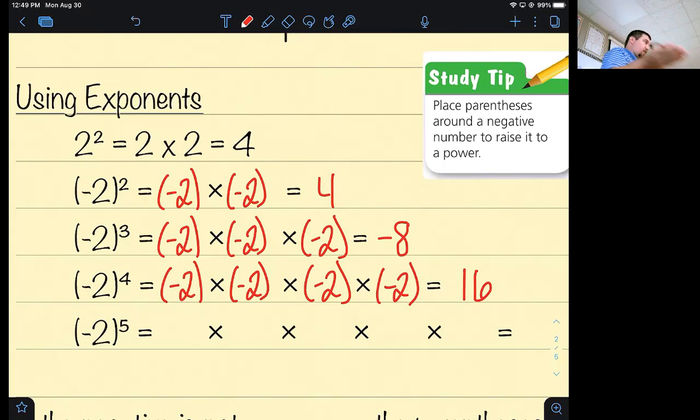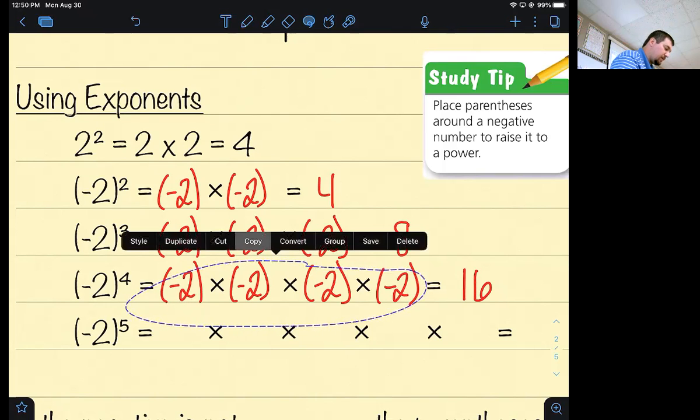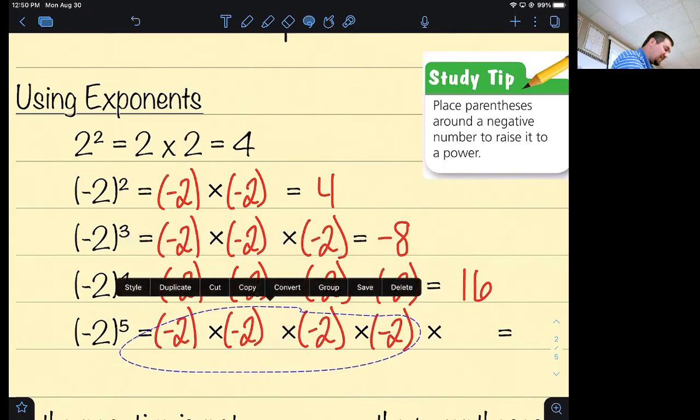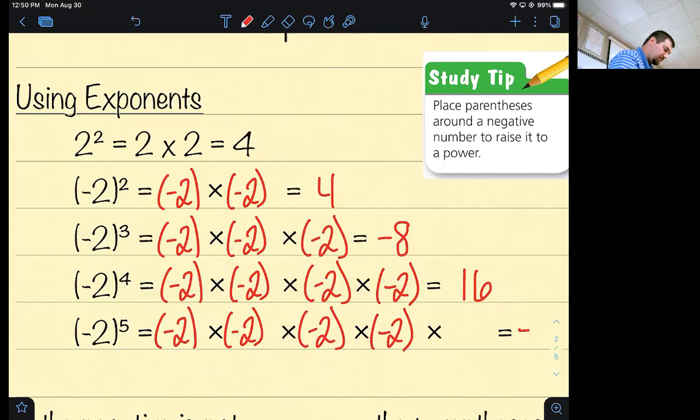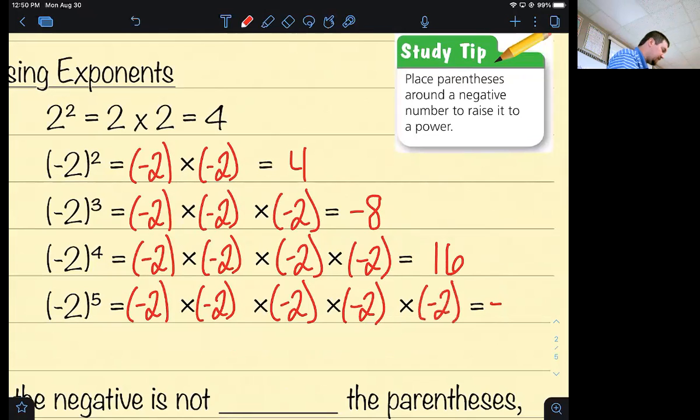If I've got 4 negatives, they can all pair up with each other. Can 5 people pair up? No. So I automatically know that this answer is going to be negative. In fact, since all of this equals 16, what's 16 times 2? 32. So what's happening is that the sign is alternating each time. Why is it alternating? Because I've either got an even number of negative signs, which make a positive, or an odd number of negative signs, which gives us back to negative.